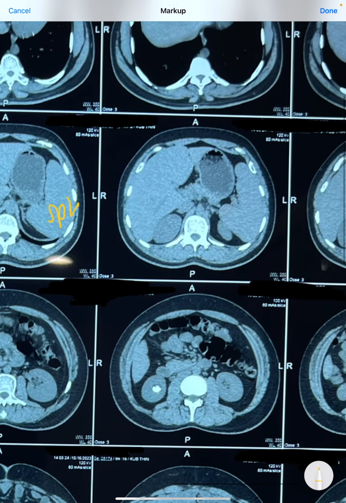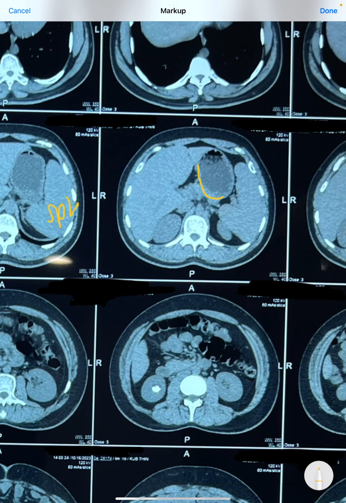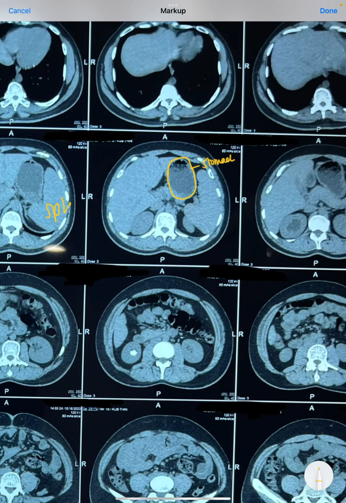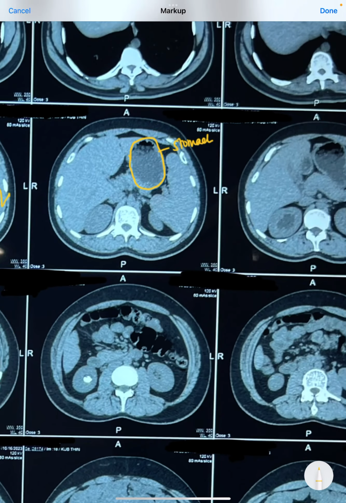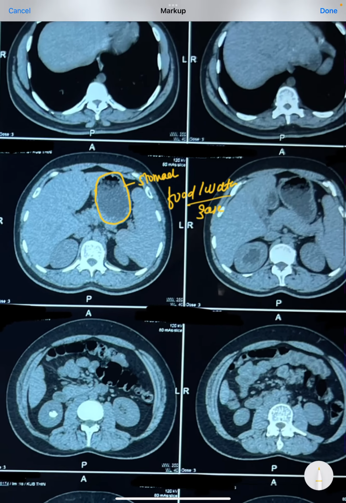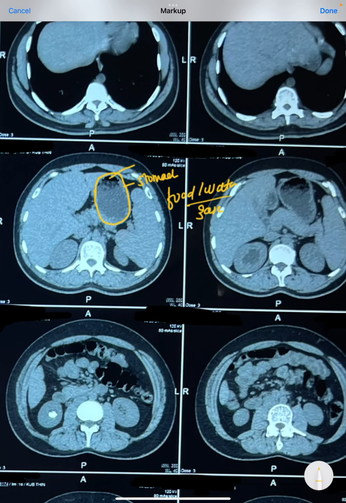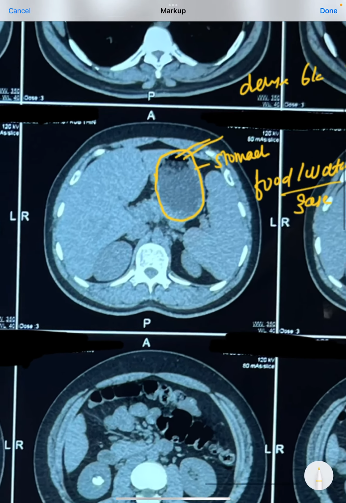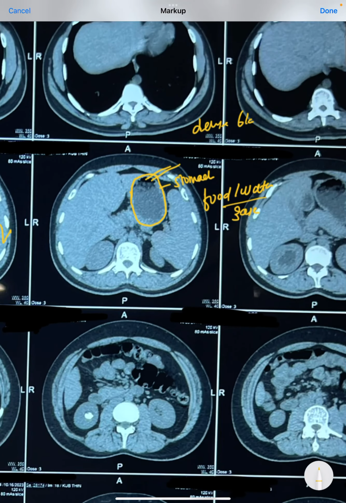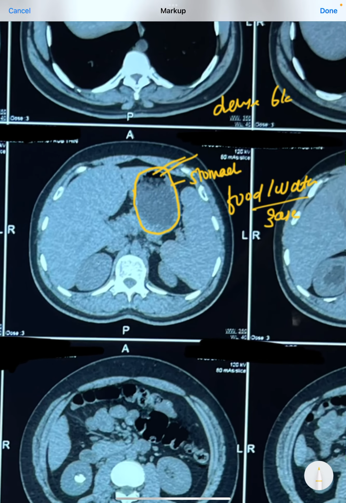And this structure in the anterior abdomen is stomach. Now why is it stomach? Because in the upper abdomen beside the spleen we have a normally situated stomach, which contains food and water, and very commonly contains gas. So we know gas, which is this, is a dense black structure. The most dense black or radiolucent thing on CT scan is air.